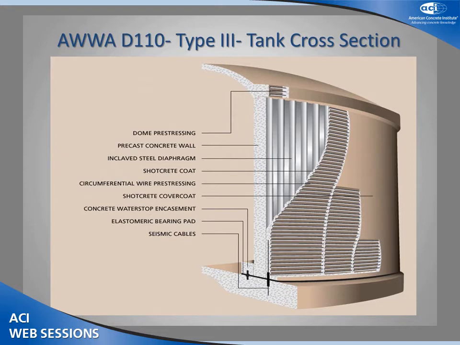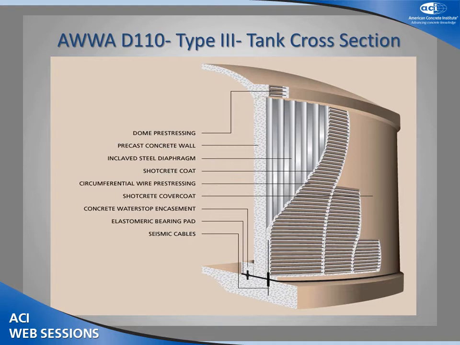This is a typical cross-section of AWWA Type 3 tank. As you can see here, we have a ring footing cast monolithically with the floor. And one of the unique features of such tank is sliding base joint. So to ensure the water tightness at the base, we embed water stop in the footing during the construction. We also embed seismic base cables in high seismic zones to provide tangential resistance.